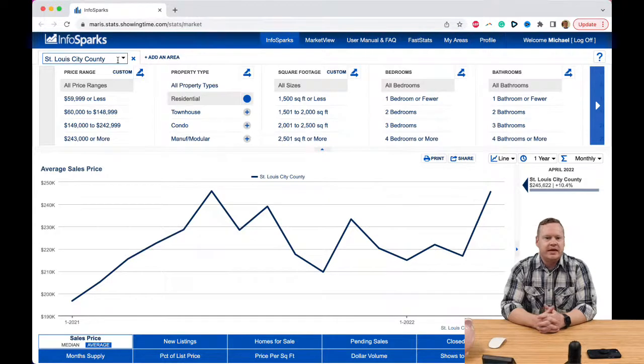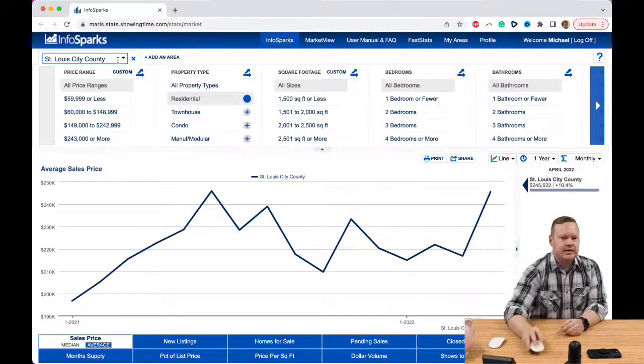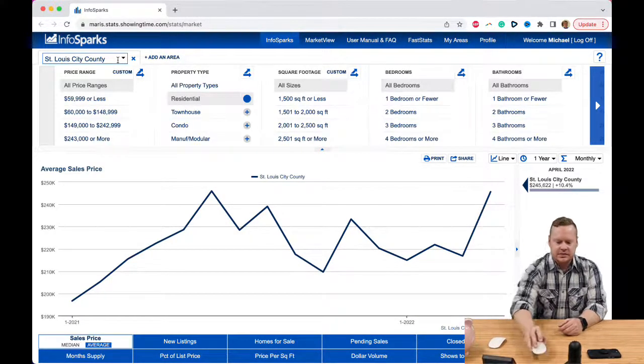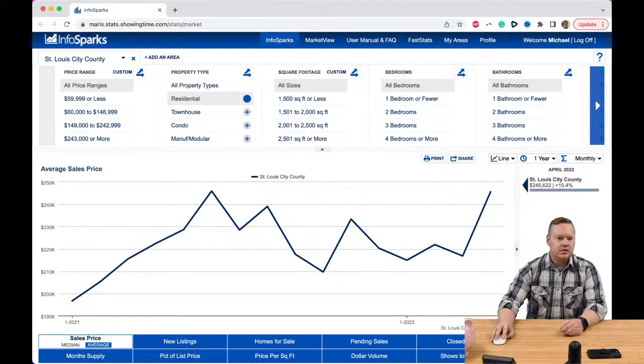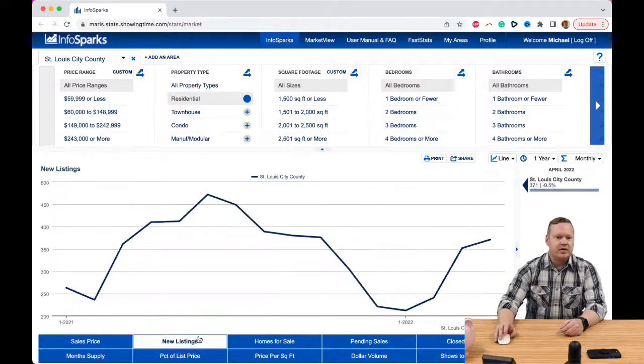Let's jump into some other data though. Let's look at the number of new listings. Wrong mouse. So you'll have to bear with me as I'm getting used to our new little studio setup here. All right, so let's look at all price ranges. St. Louis County, just residential, I like that.